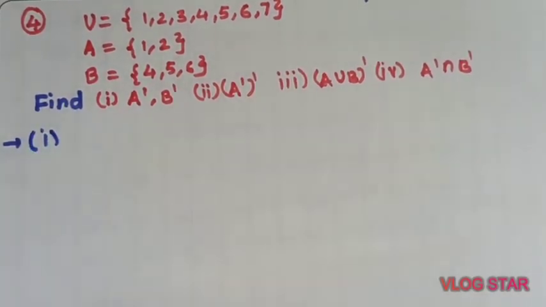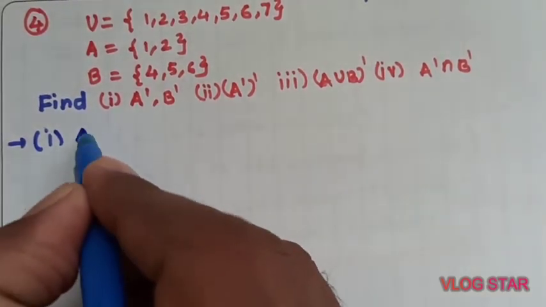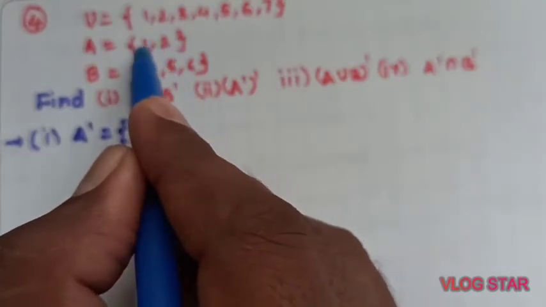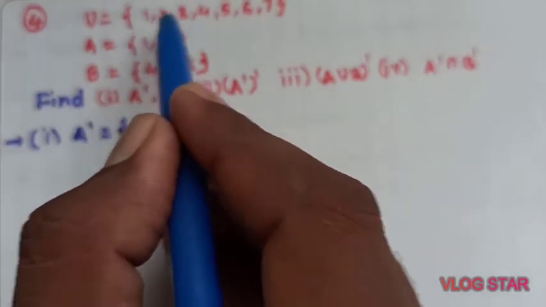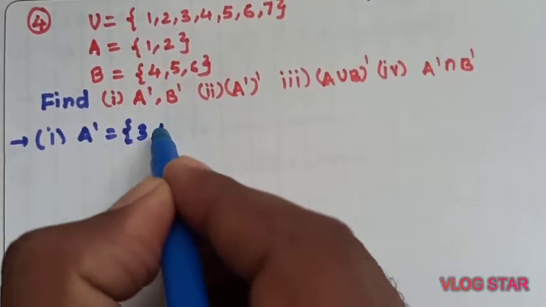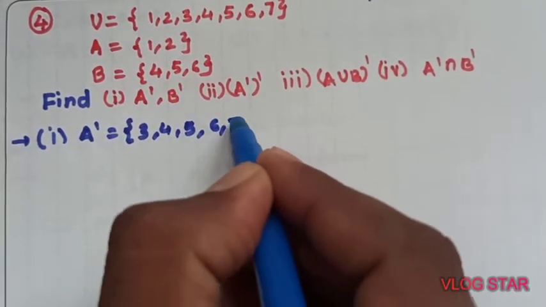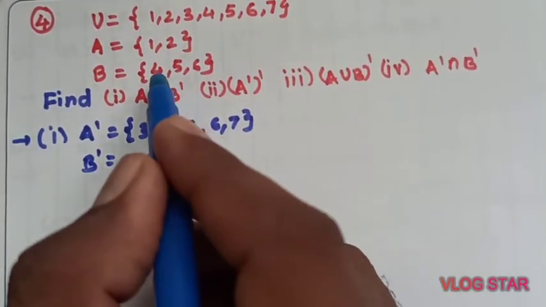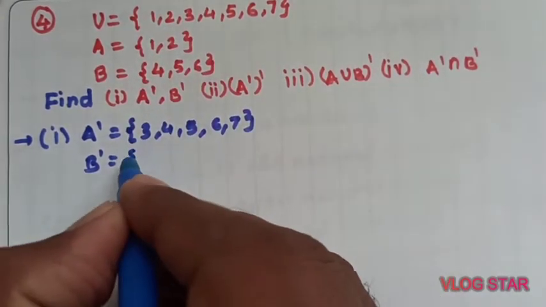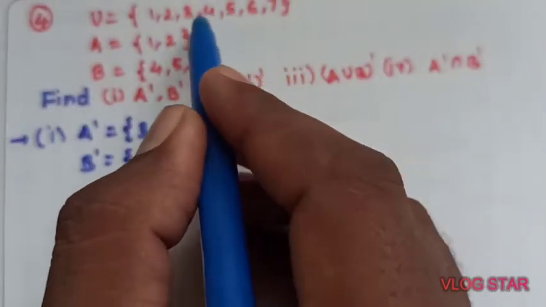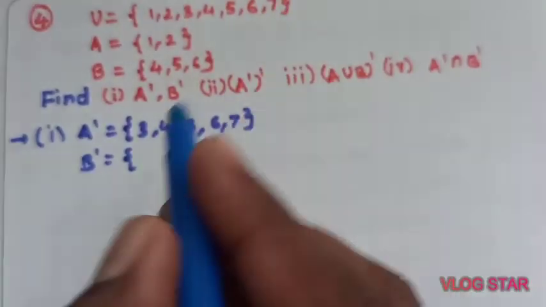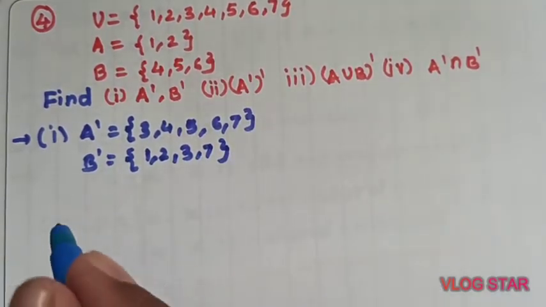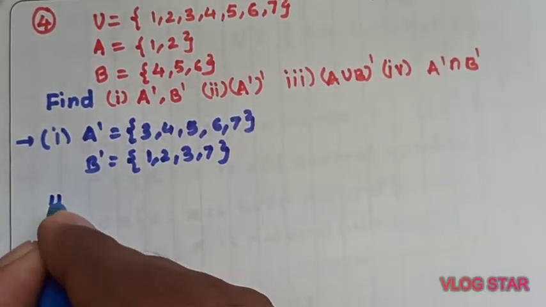Take down first part. Write down A complement and B complement. Quickly, A complement, except 1 and 2. Leave that 1 and 2 and write rest of the elements: 3, 4, 5, 6, 7. What about B complement? Leaving 4, 5, 6, we'll write all the elements from U. We have to leave 4, 5, 6. So 1, 2, 3 and 7. ये हो गया B complement. First part over. Second part.